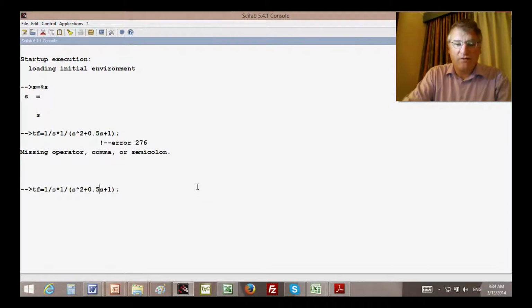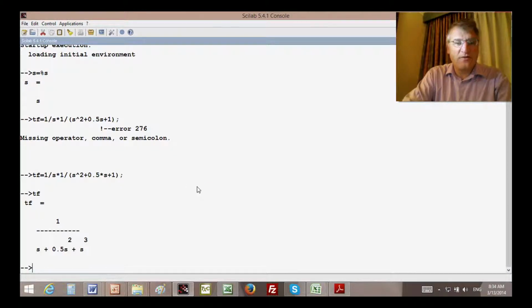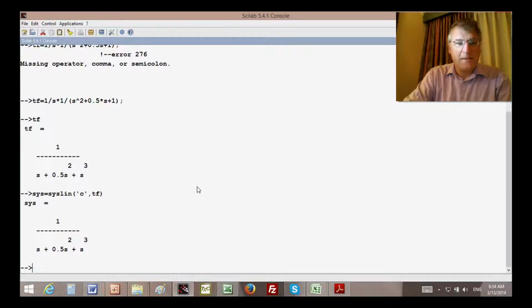I forgot the multiply here. So my transfer function has one integrator and then multiplied by a second order transfer function. I can now plot the Bode plot by first introducing the system sys equals syslin of TF. I keep forgetting parameters, and which looks very much the same.